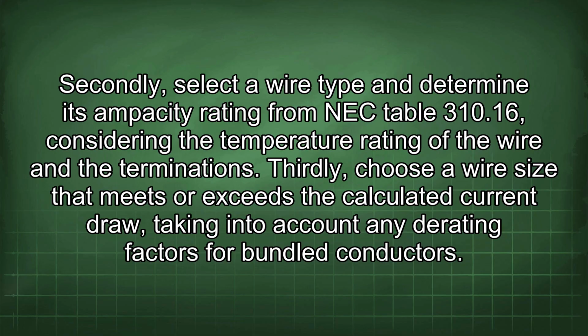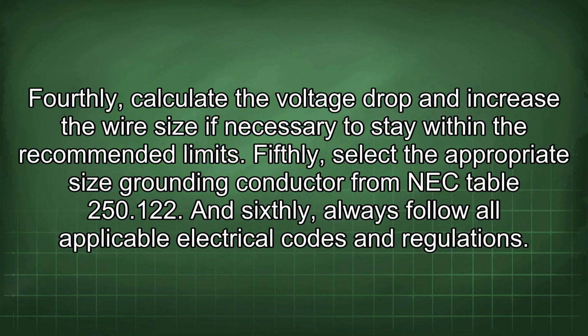Secondly, select a wire type and determine its ampacity rating from NEC table 310.16, considering the temperature rating of the wire and the terminations. Thirdly, choose a wire size that meets or exceeds the calculated current draw, taking into account any derating factors for bundled conductors. Fourthly, calculate the voltage drop and increase the wire size if necessary to stay within the recommended limits. Fifthly, select the appropriate size grounding conductor from NEC table 250.122. And sixthly, always follow all applicable electrical codes and regulations.